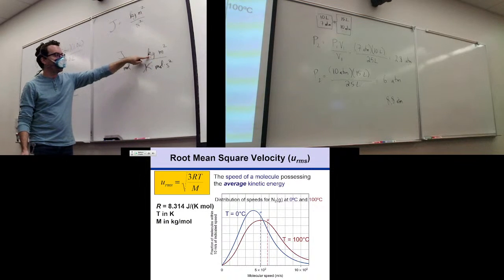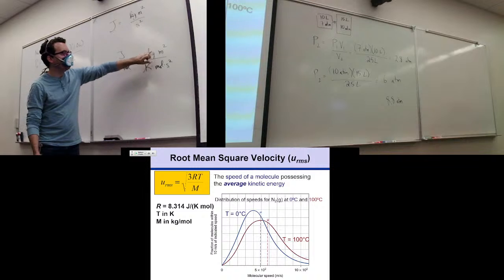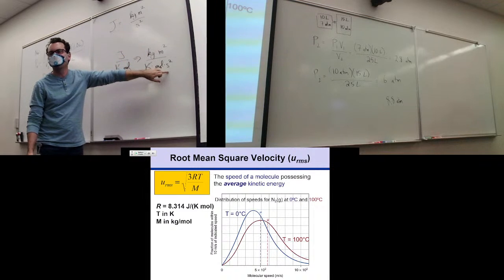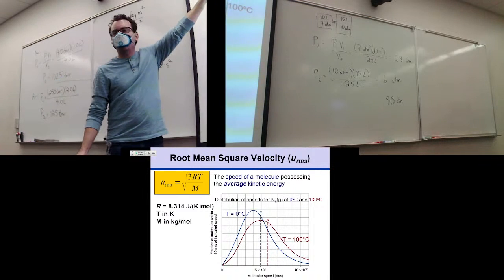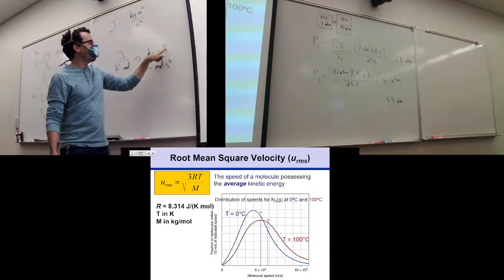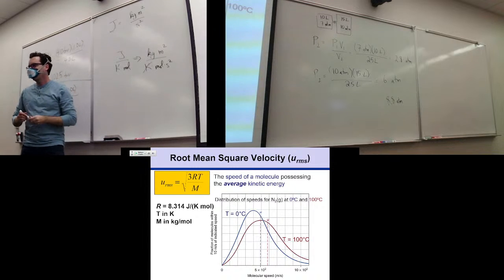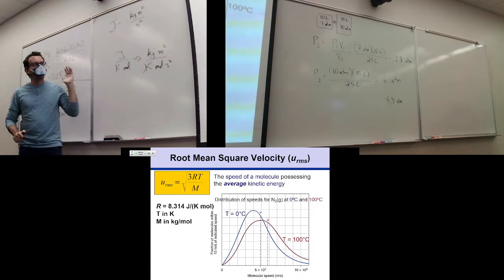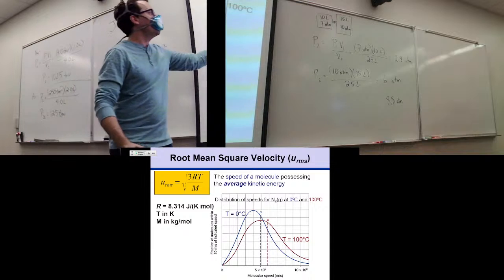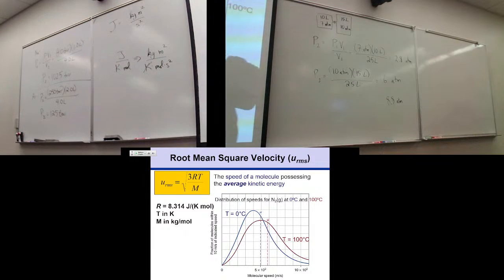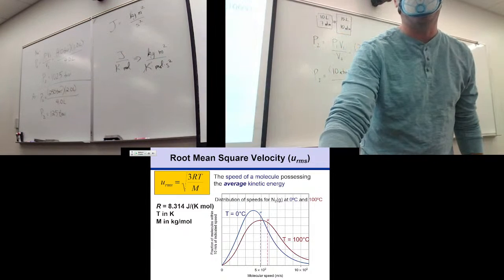You'll get rid of the kilograms here, you get rid of the moles here, and you'll be left with meters squared per second squared, which are taken care of by the square root. The square root gets rid of the squareds, and you're left with meters per second, which is exactly what speed is. So be careful. Your molar mass must be in kilograms per mole to use this equation properly.